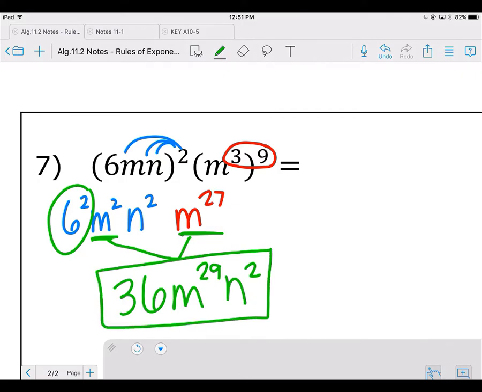So again, make sure you see the difference between when you need to multiply versus when you need to add. When they are multiplied, they are right on top of each other like a piggyback ride. When they are separated, like m squared over here and m to the 27 over here, we add.